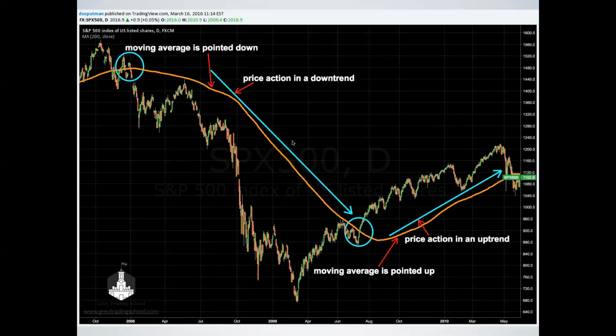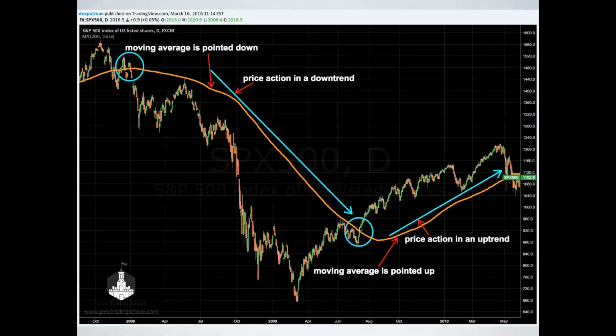A rising moving average indicates that a security is in an uptrend. You can see here, and a declining moving average indicates it's in a downtrend. So this was the short signal that we got from the price action crossing over the 200. You'll see here that the moving average is definitely pointed down, and price action is also in a downtrend.